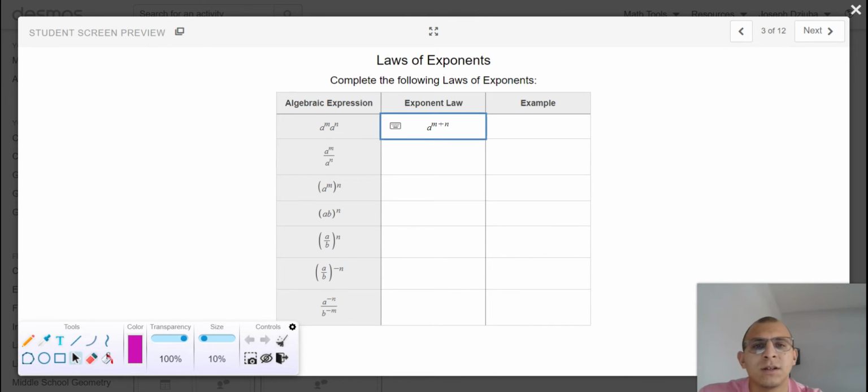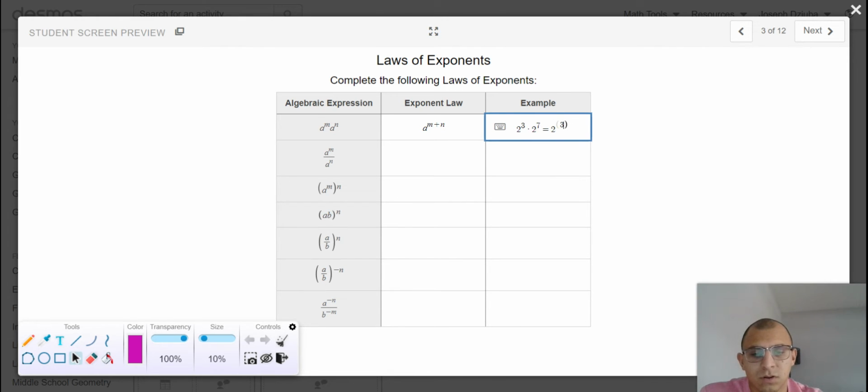An example of this would be 2 to the third power times 2 to the seventh power. And you could definitely write all of those out, 2 times 2 times 2 times 2 times 2, 7 times. And you'll get to the consensus that 2 to the 3 plus 7 is equal to 2 to the 10th.